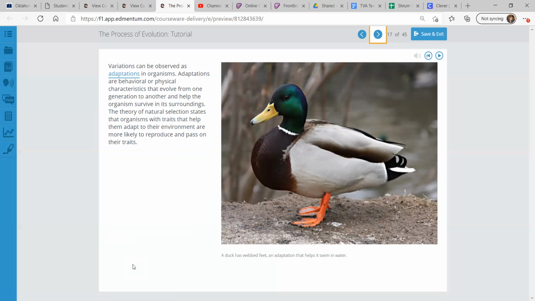Variations can be observed as adaptations in organisms. Adaptations are behavioral or physical characteristics that evolve from one generation to another and help the organism survive in its surroundings. The theory of natural selection states that organisms with traits that help them adapt to their environment are more likely to reproduce and pass on their traits. A duck has webbed feet, and that's an adaptation that helped them swim in water.